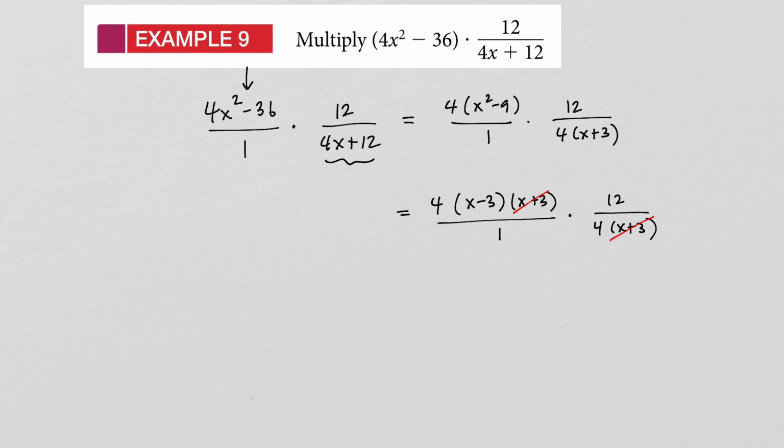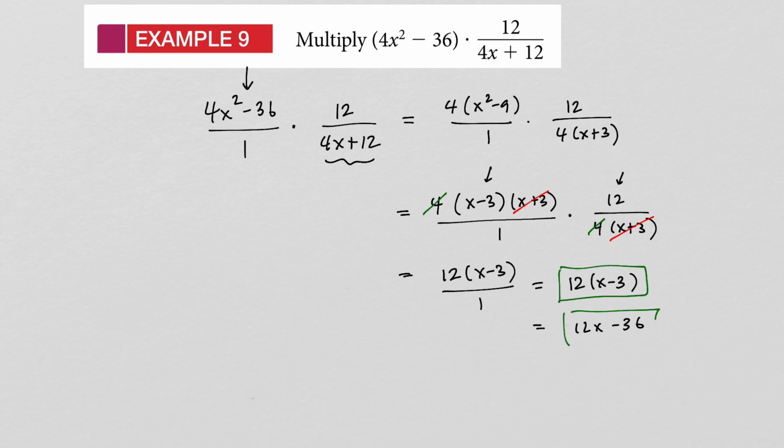And then here I have a choice. I can cancel, 4 goes into 12 3 times, so I'd put a 3 up here. Or I could simply cross cancel the 4 with the 4 over there. I think I'm going to do that. That's a little bit more straightforward. And then what we have left over on top is x minus 3 multiplied by 12, so that's 12 times x minus 3. And in the bottom, we just have 1, right, because everything canceled. So my final answer is 12 times x minus 3, or you could write this as 12x minus 36. Both of these would be acceptable answers.